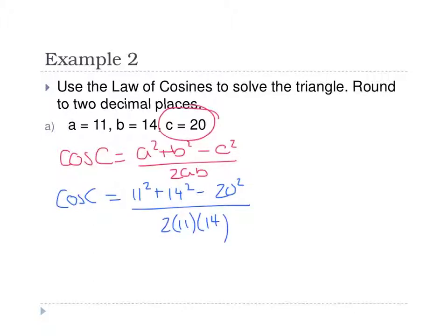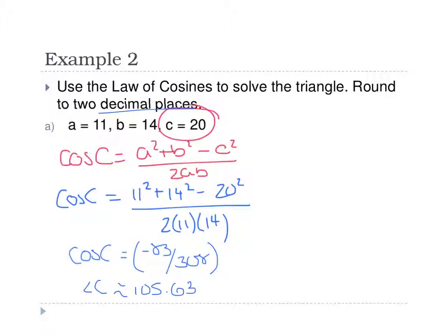All right, so now I want to put that in my calculator as arc cosine. Make sure that you're using the right function for the negative button. Some calculators are picky on that. And let's round to, it says 2 decimal places, so let's keep that consistent. Angle C is approximately 105.63.